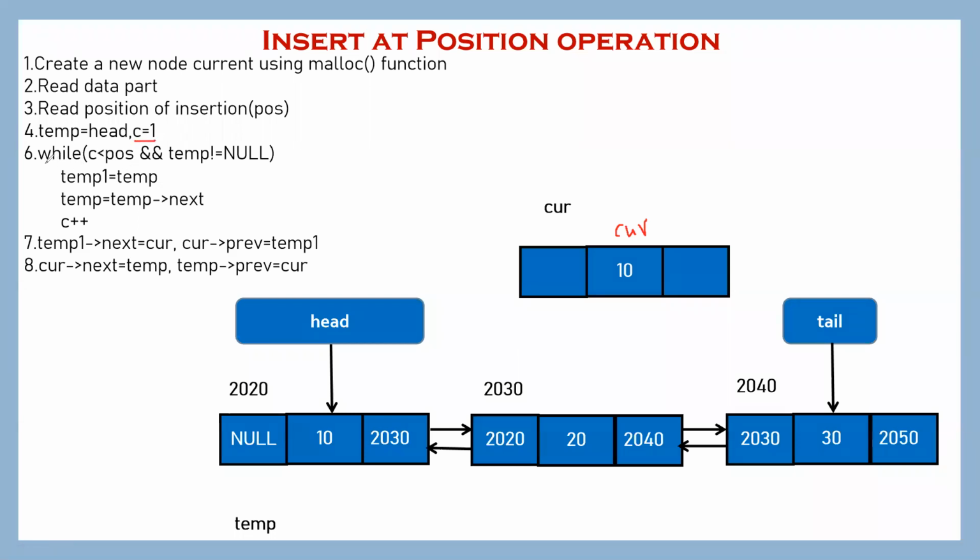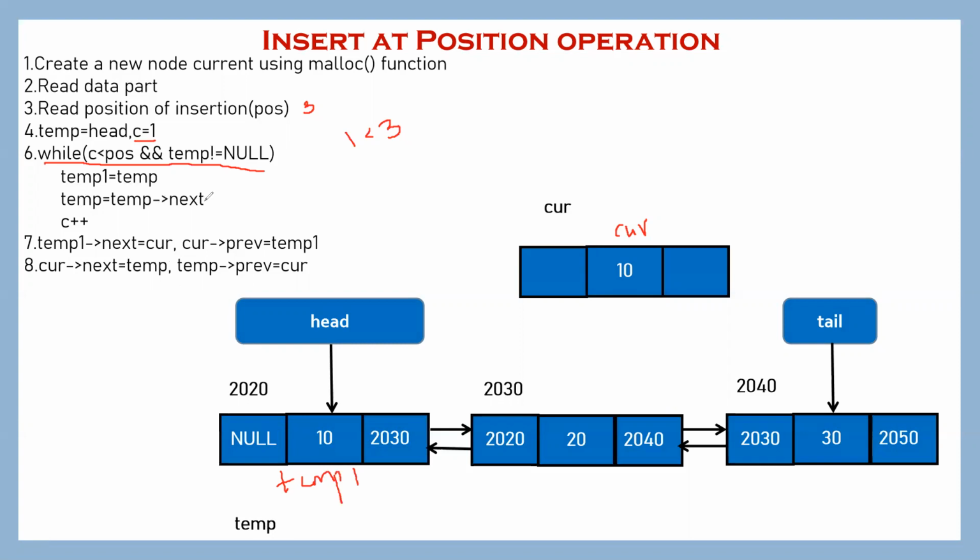Here we are using the while loop until we reach the position where we want to perform the insertion. Here we are assuming the position of insertion is 3. So first, the condition we need to test: 1 less than 3. Is this condition true? Yes. Then temp is assigned to temp1. Initially temp is pointing to the head node. Now this will become temp1.